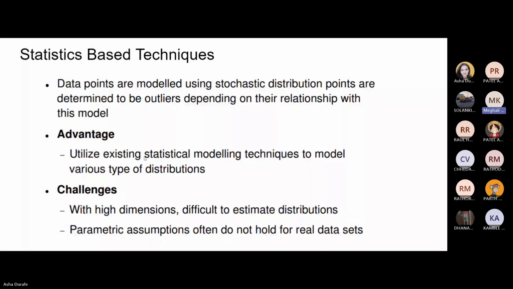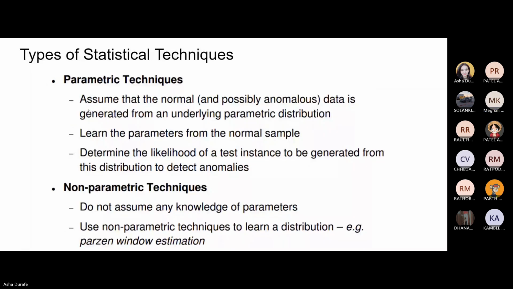So here are the two techniques of statistical strategies. You have parametric or non-parametric technique. In parametric technique, you have to assume that the normal and possibly anomalous data is generated from an underlying parametric distribution. Then you have to learn the parameters from the normal sample and then determine the likelihood of a test instance to be generated from this distribution to detect anomalies.